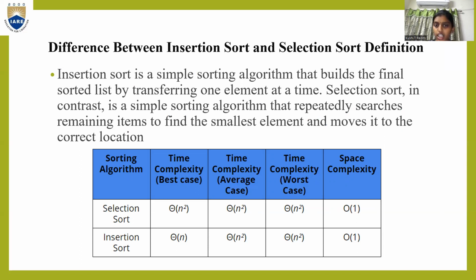So let us know the time complexities and space complexities of selection sort and insertion sort. For selection sort, the time complexity in best case, average case, and worst case is big O of n square, and space complexity is big O of 1. And for insertion sort, best case is big O of n, and average case and worst case is big O of n square, and space complexity is big O of 1.